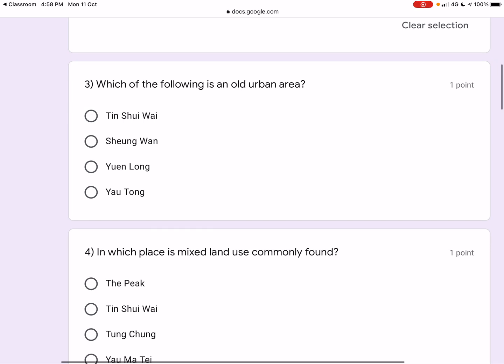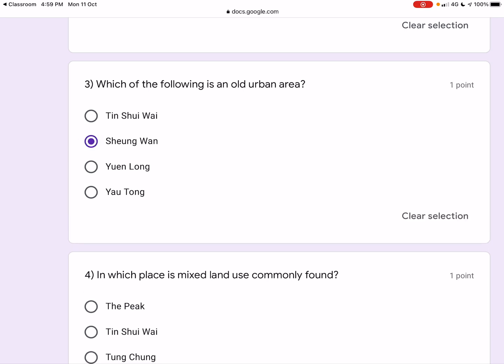And then, old urban areas. Which of the following are old urban areas? Tin Shui Wai is relatively new, mostly built in the 1990s. Sheung Wan is the oldest region among these four, so Sheung Wan is the answer.